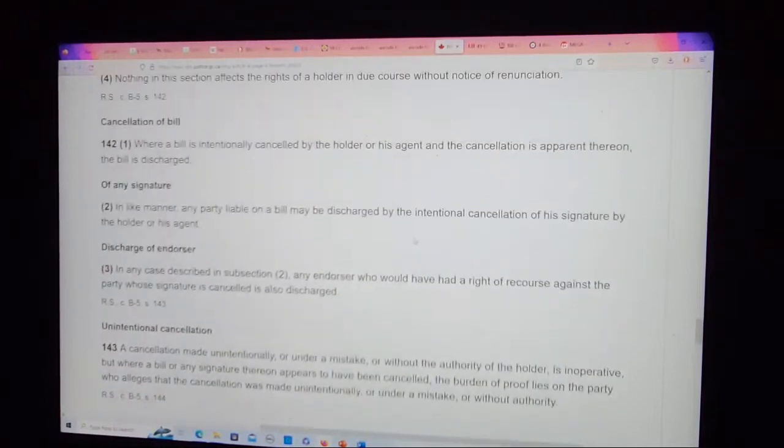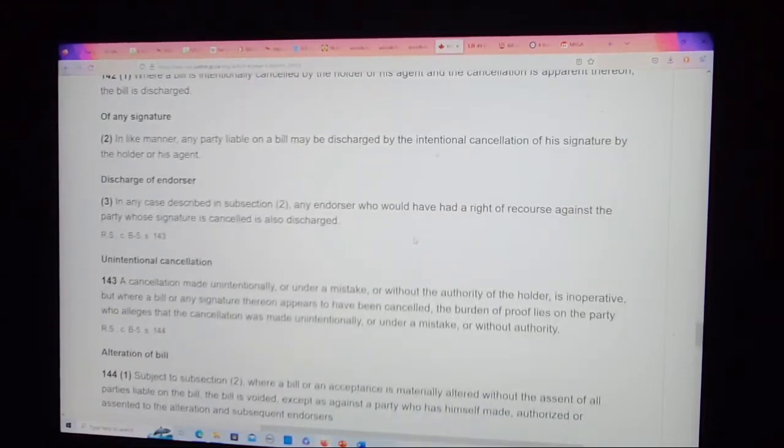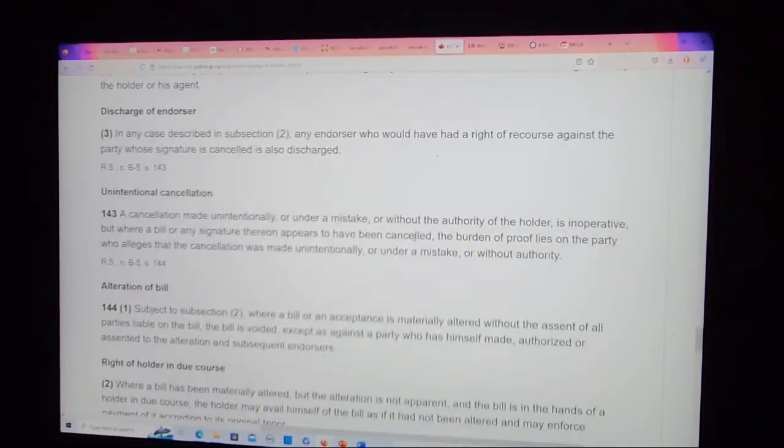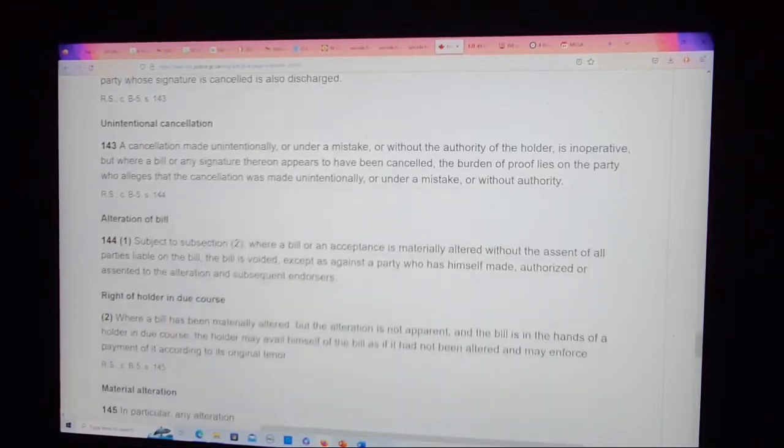Cancellation of bill. 142. 1. Where a bill is intentionally canceled by the holder or his agent and the cancellation is apparent thereon, the bill is discharged. Of any signature. 2. In like manner, any party liable on a bill may be discharged by the intentional cancellation of his signature by the holder or his agent. Discharge of endorser. 3. In any case described in subsection 2, any endorser who would have had a right of recourse against the party whose signature is canceled is also discharged.